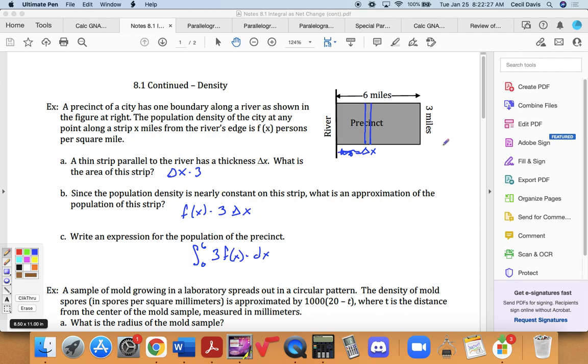This is the idea behind an awful lot of problems. You break it into one small strip, figure out, well, how can I find what I want from that? And then I want to add all those together, so I'm integrating. Okay? That's the basic idea.